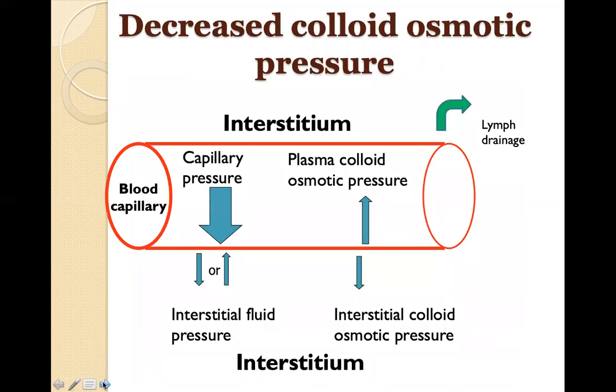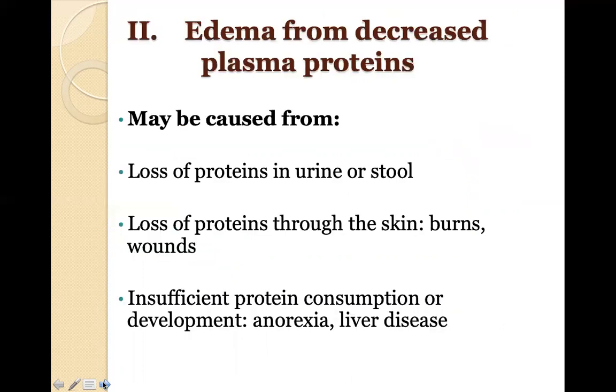All right, so let's put increased capillary pressure aside as a reason for extracellular edema production and talk about decreased colloid osmotic pressure. So anytime you have decreased colloid osmotic pressure, we're talking about within the blood vessel. And you have to ask yourself, why does that person have reduced protein concentration? So the following are some clinical examples. It may be caused from loss of proteins in the urine or the stool.